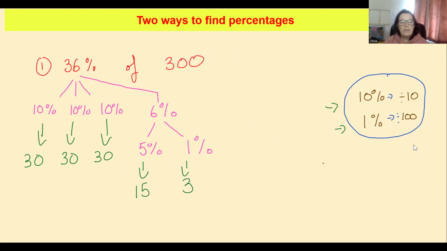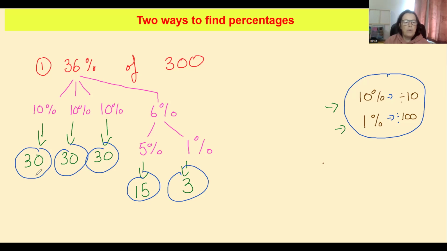So what I do now is add up all of my numbers, and that will give me my answer. Oh, not times, I'm adding them up. 30 plus 30 plus 30 is 90, plus 15 is 105, plus another 3 is 108. So just to emphasize, I add these all up, and I got 108.